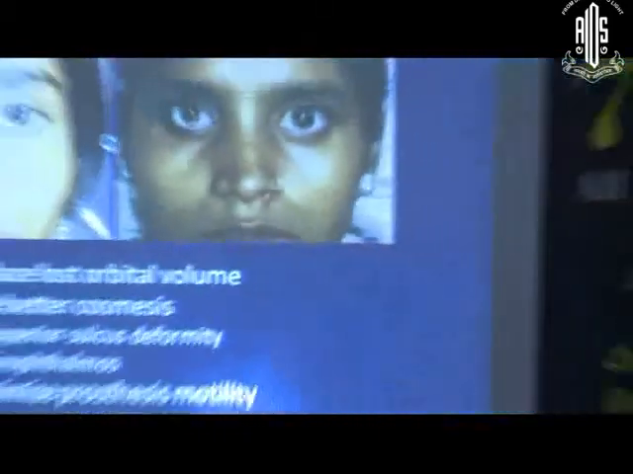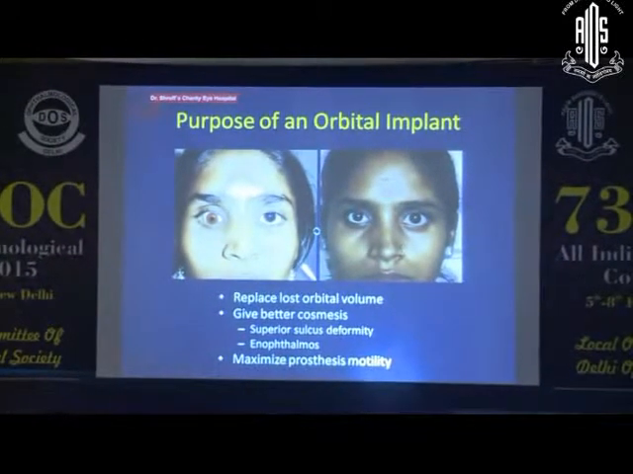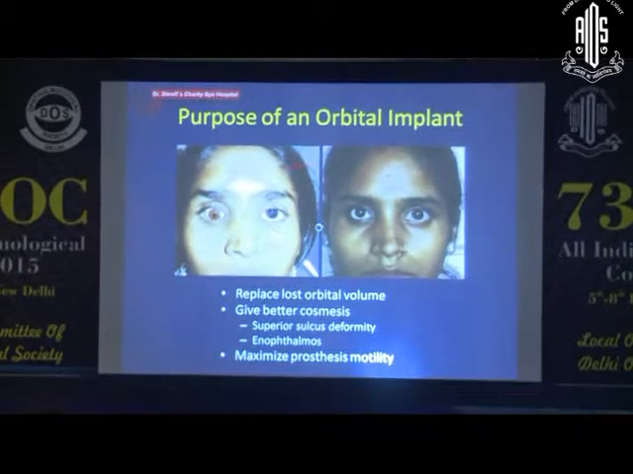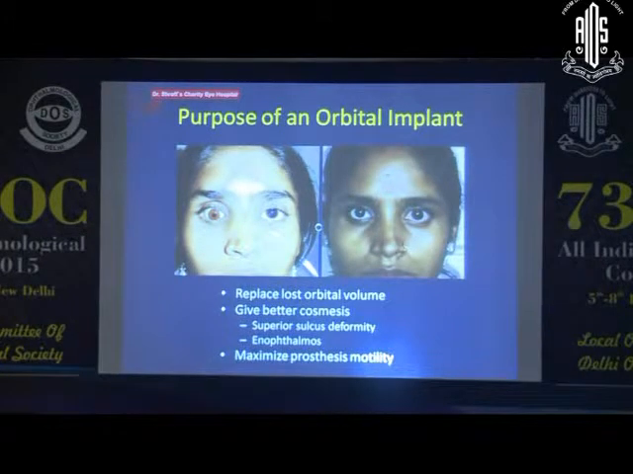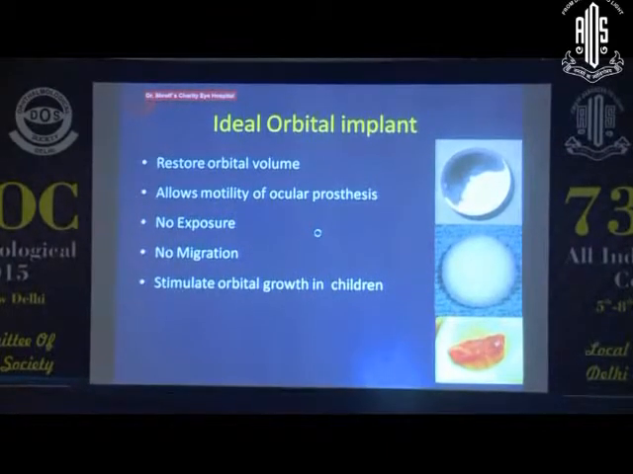Vikas has already highlighted that putting an orbital implant is very essential whenever we are doing a surgery. Mainly because it replaces the orbital volume, which is essential for giving better cosmesis by filling up the superior sulcal deformity and also by correcting the enophthalmos. It also helps in giving movement to the prosthesis, which is again very essential from the cosmesis point of view.